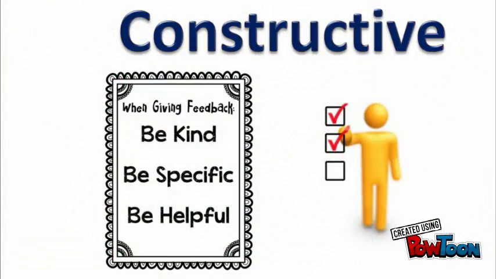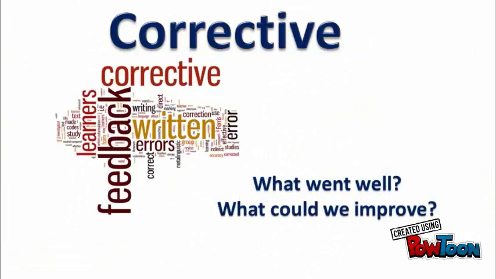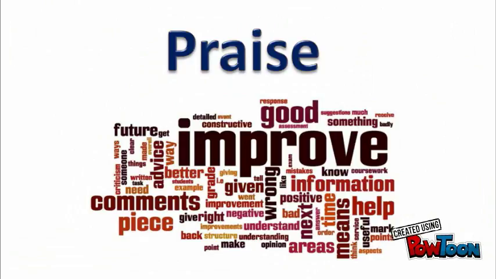The basis for constructive feedback is to be kind, be specific, and to be helpful. To avoid the negativity often associated with corrective feedback, rather than simply pointing out what the student did wrong, focus instead on what they could improve. We must be consistent when providing praise feedback. Too often we tend to underpraise our high performers and overpraise our lower performers. Consistency is essential.